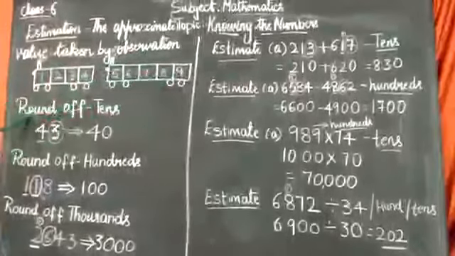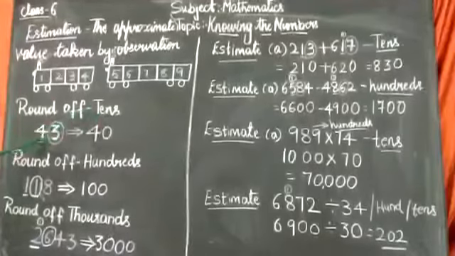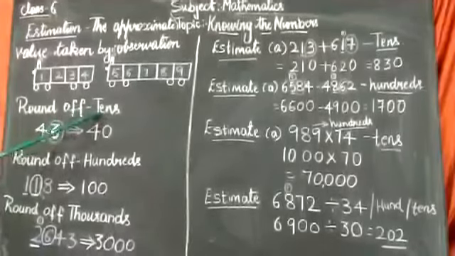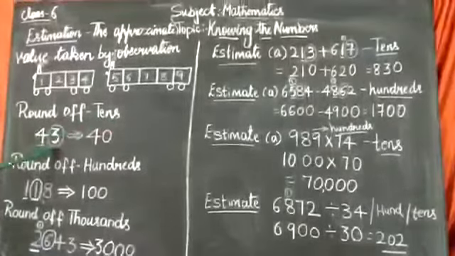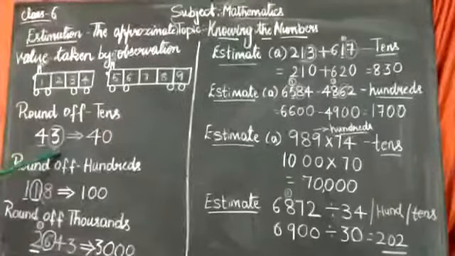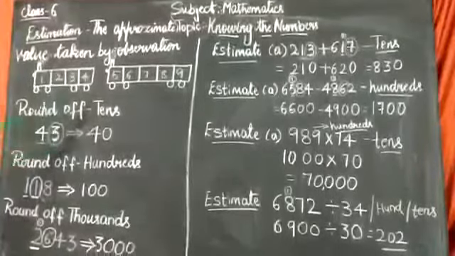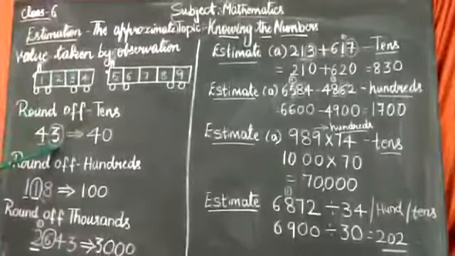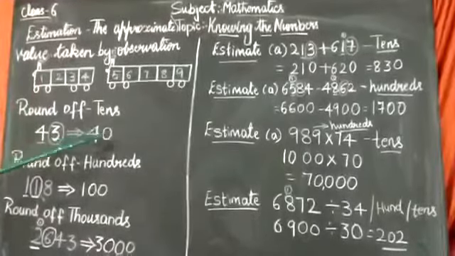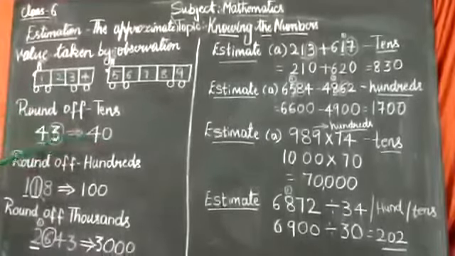Now they are telling us to round off to the tens place. The number here is 43. When we are rounding off to the tens place, we should see the number before, that is the ones place. What is there in the ones place here? We have 3. Is 3 lesser than 5 or greater than 5? Yes, 3 is lesser than 5. So in the ones place I'll add 0. It is lesser than 5, so I'll write the same number.